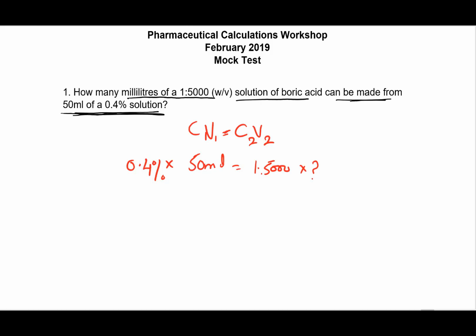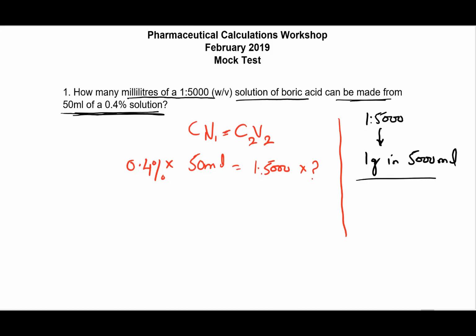Now again, you will notice that the concentration on both sides is different, so we have to make sure that the concentration on both sides is the same. So let's convert 1 in 5,000 into percentage, because I find it easier to work with percentages, so that we'll have the percentage on both sides. 1 in 5,000 means 1 gram in 5,000 mils, but percentage is out of 100. Percentage is out of 100 mils.